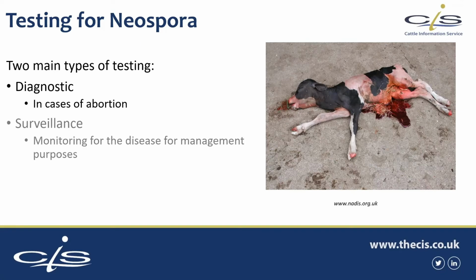The second type of testing then is surveillance, and that's like monitoring for the disease, monitoring for the prevalence of the disease so we can manage it. And that's much more what we do with CIS, looking for these animals that are infected, not when they've aborted, but hopefully before then, and then we can actively manage these cows.